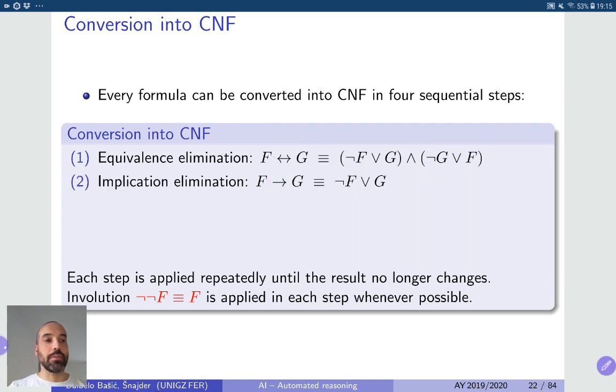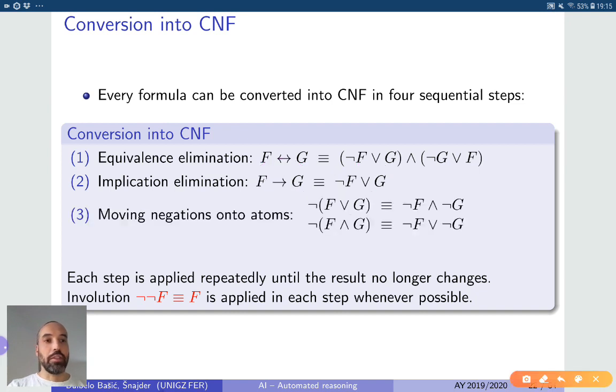After we're done with this part and we have eliminated all the equivalences that there are in the formula, next we look into implications. We'd like to eliminate implications, which we can do by using the equivalence that an implication F implies G is equivalent to not F or G. Okay, and then we repeat this until we got rid of all the implications. Then in the third step, we move negations so that they are next to atoms.